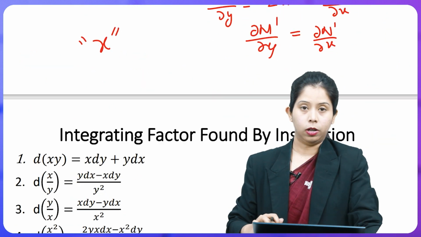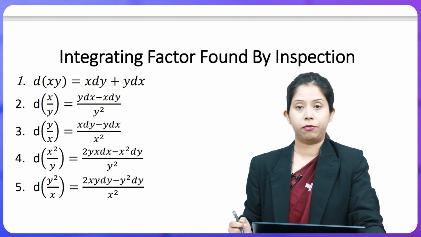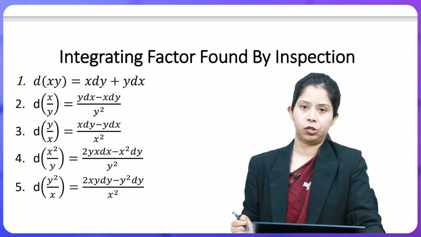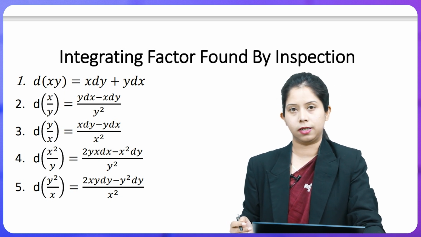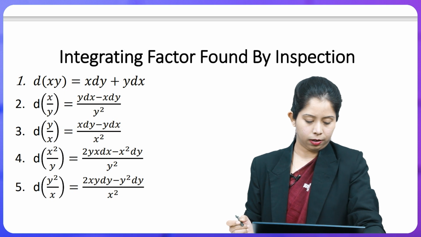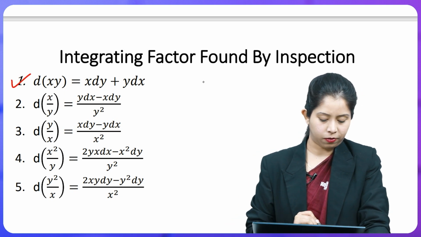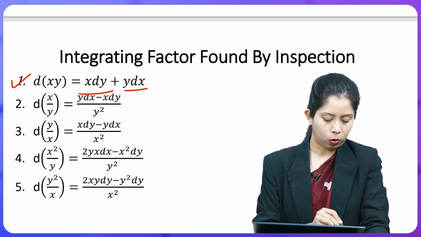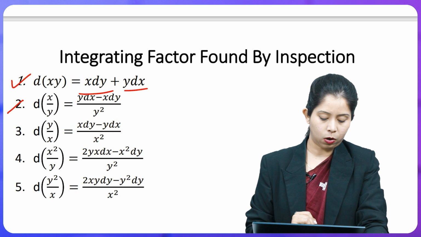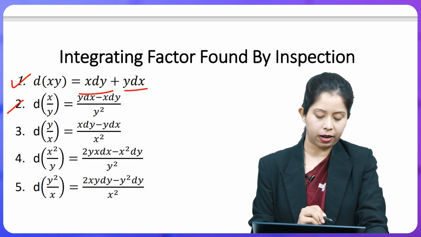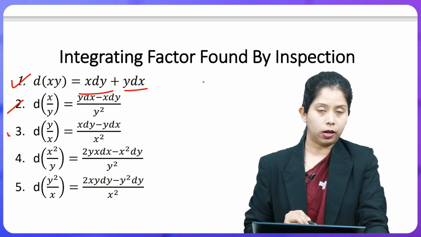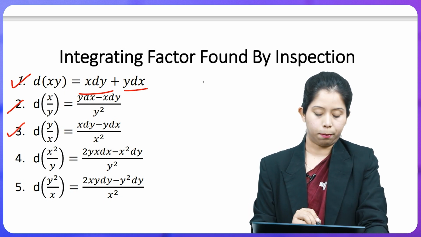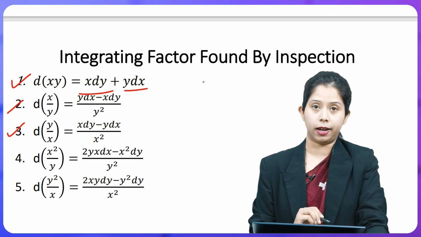Now, sometimes an integrating factor can be found merely by inspection. Here we have a list of exact differentials which help students in finding the solution. A few of them I have mentioned here. The total differential of xy is equal to x dy plus y dx. Similarly, the total differential of x by y is equal to y dx minus x dy by y square. Third, the total differential of y by x is similar to the second, that is equal to x dy minus y dx divided by x square.